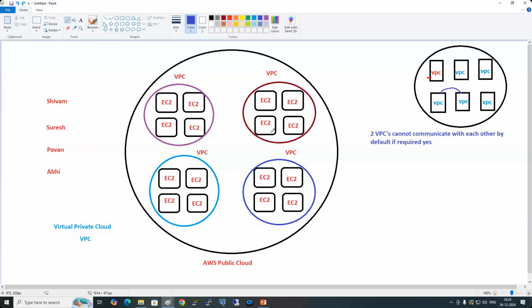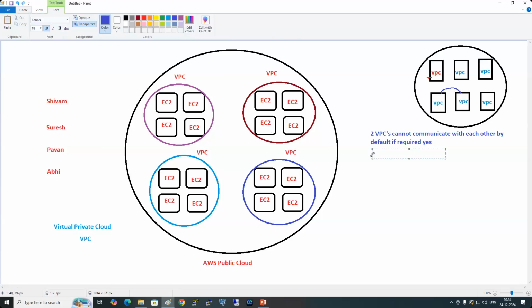But if required, can we create our own VPC or not? Possible. Until we create our own VPC, we'll use the default VPC. So every region has what? Default VPC. Every region has a default VPC.